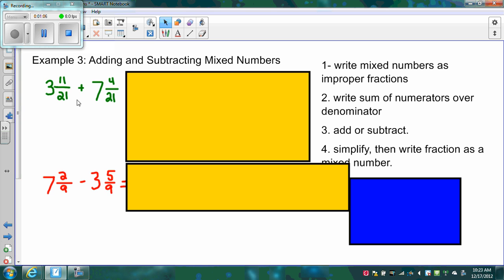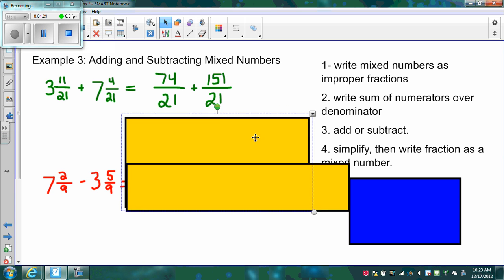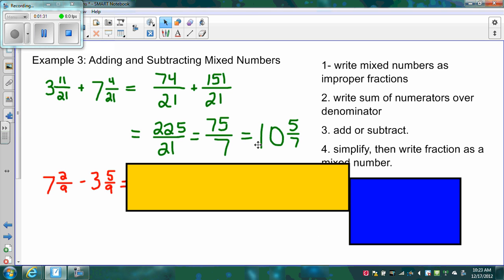The next example goes into what happens when you have mixed numbers. So there's a few steps you should follow here. The first step is always to write these mixed numbers as improper fractions. So in this case, we'd have 74 over 21 and 151 over 21. Then you can either write it all over one bar or just add the top. So in this case, we'd have 225 over 21. So after we've done that, we then go ahead and simplify it. So we can divide both the top and the bottom by 3 to get 75 over 7, and then put it into a mixed number.